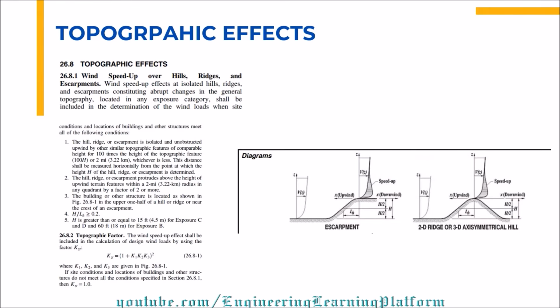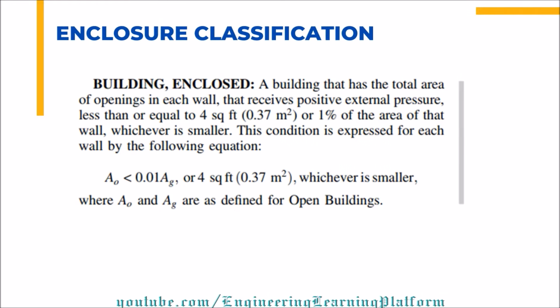So the very first enclosure classification is enclosed building. Now, how do you say the building is enclosed? In simple words, it means if each wall of your building has an area of opening less than 4 square feet, then that building will be called an enclosed building.